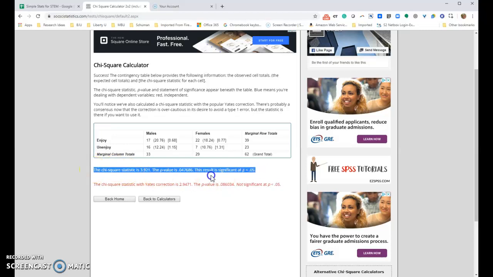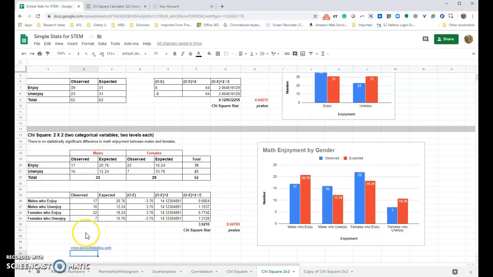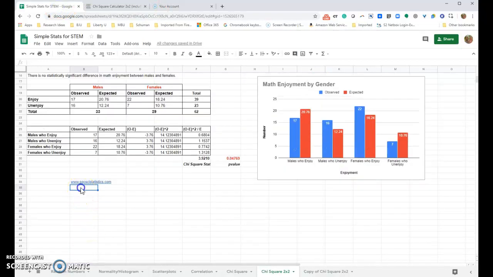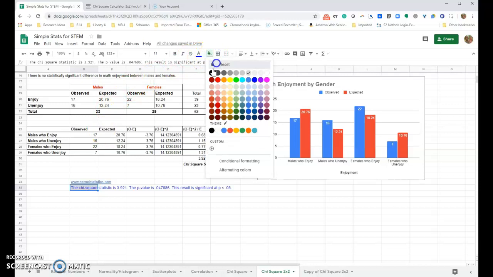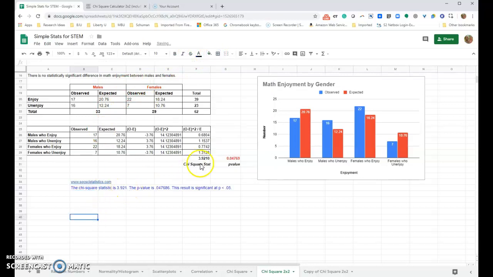I'm just going to grab this information right here, and jump back over to my sheet, and I will just paste that in there. And that's really all the information I need. There's the chi-square statistic, which reminds us that we had the same value right here. It matches right there. The p-value is the same. The result is significant, less than 0.05.